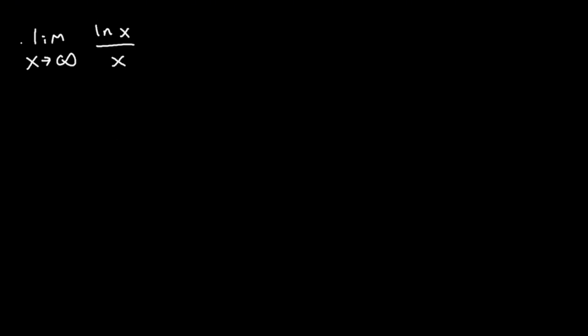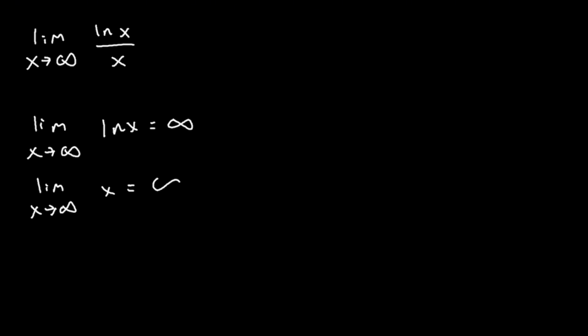So again, we have some indeterminate form. If we separate the two functions into two different limits, the limit as x approaches infinity for the numerator function ln of x and the denominator function x, you get ln of infinity is infinity, and as x approaches infinity for x, it's just infinity. So we can use L'Hopital's rule.